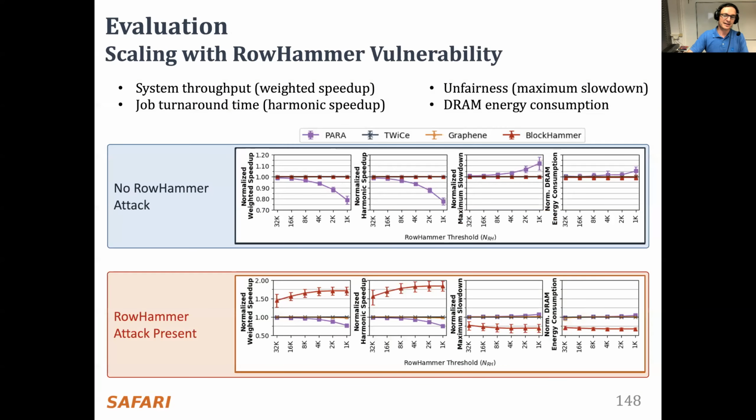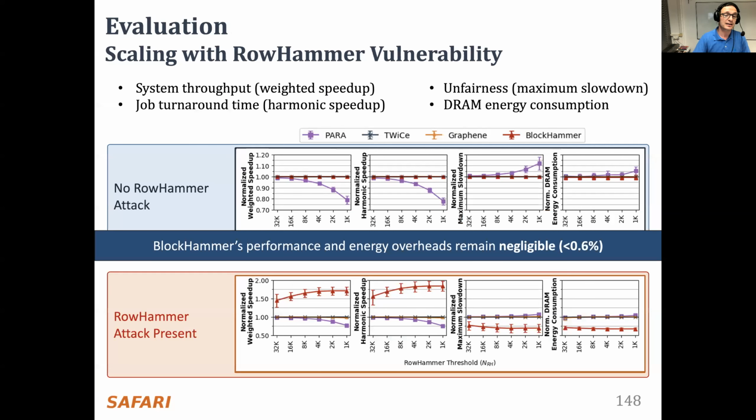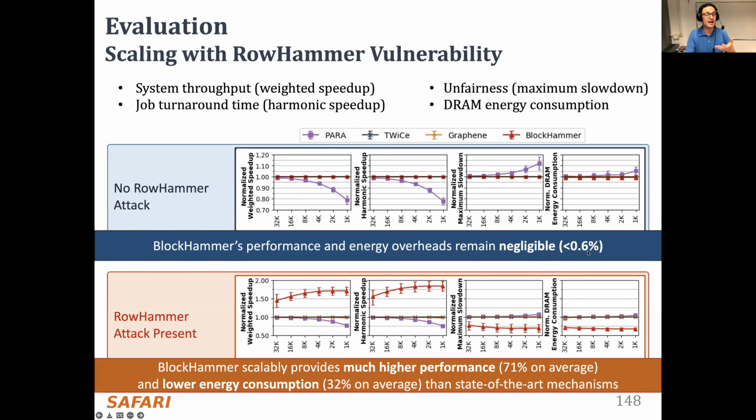And again, this is a busy slide with a lot of results, but basically, when there's no RowHammer attack, the performance and energy overheads are negligible, as you can see, less than 0.6%, which is great. When there is a RowHammer attack, BlockHammer actually improves performance because it takes away the large impact of the hammering thread by throttling it and frees up the memory bandwidth for other threads that are benign, that are not attacking, essentially.